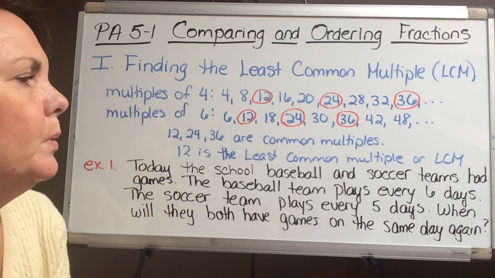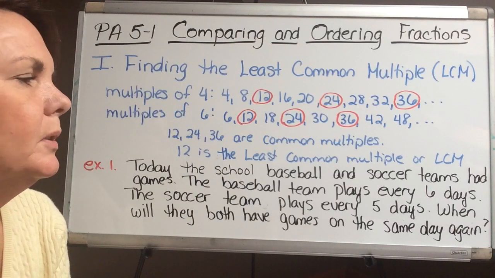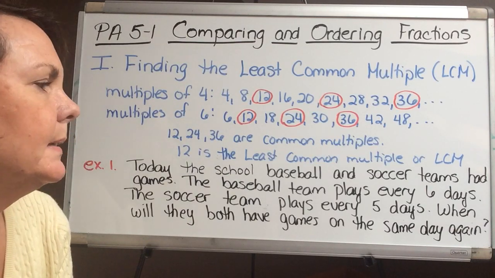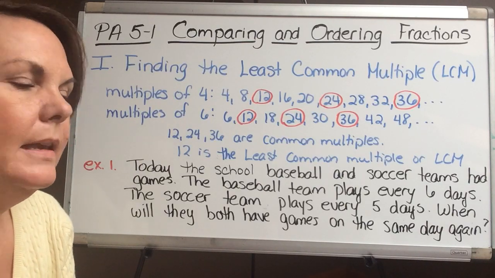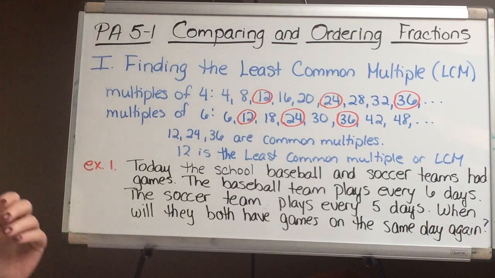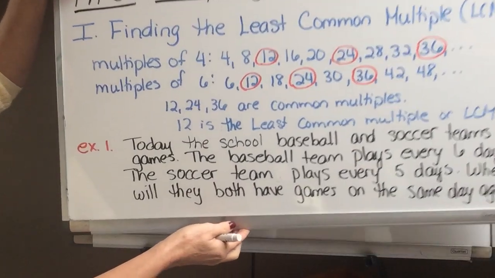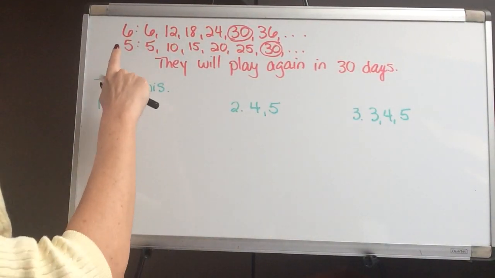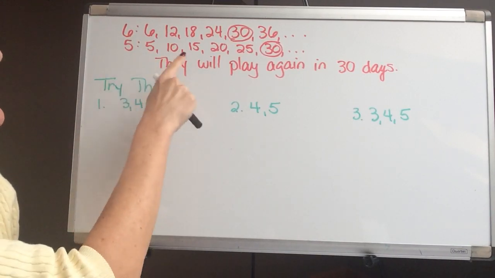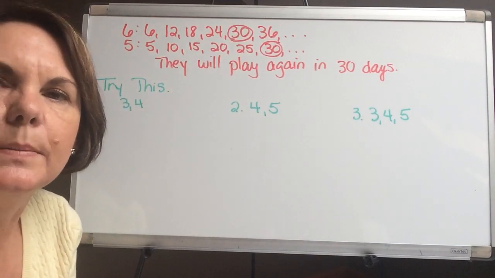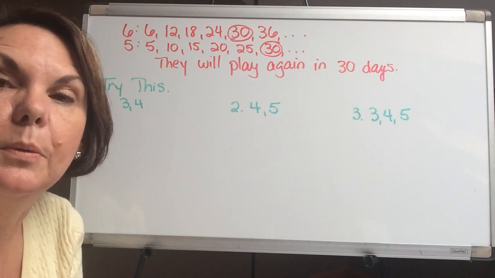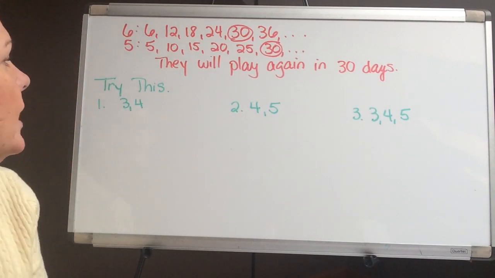Today the school baseball and soccer teams had games. The baseball team plays every 6 days, while the soccer team plays every 5 days. When will they both have games on the same day? So I take the 6 and I list them out, and then I take the 5. I can see the next time that they have a common number would be at day 30. They would play again.